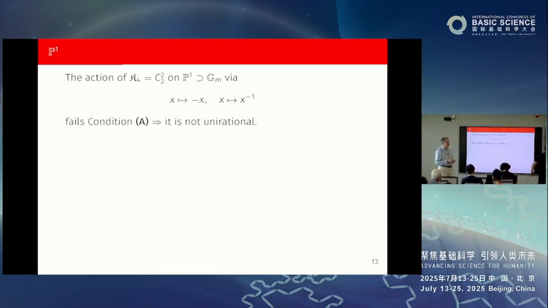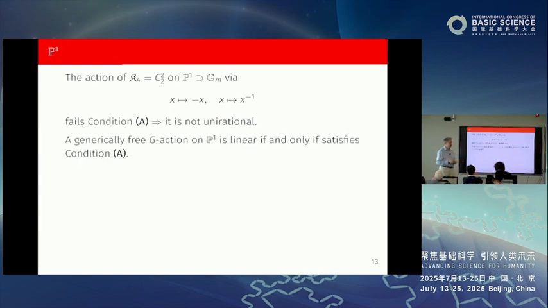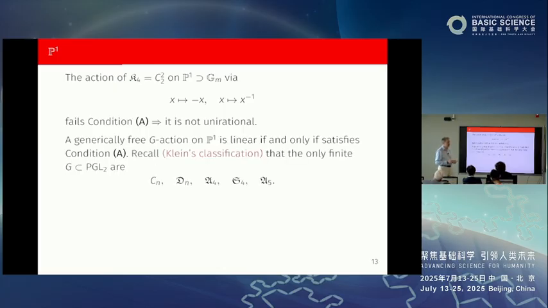Now, let's go back to our Klein 4 group acting on P1. Condition A, to me, will be that there are fixed points on restriction to all abelian subgroups. It is not satisfied in this case, so the action is not unirational, by the definition that I had. A generically free action on P1 is linear if and only if it satisfies condition A.